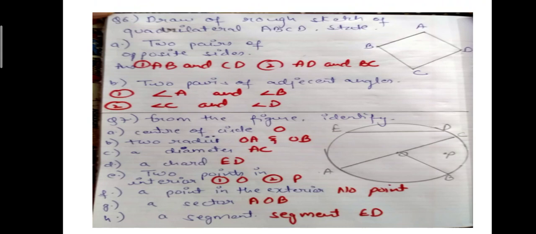There are a few more pairs of adjacent angles in the figure. Like angle A is adjacent to angle D. Why? Because both the angles A and D are lying on AD. Angle B is adjacent to angle C. Why? Because it is lying on the same side BC.